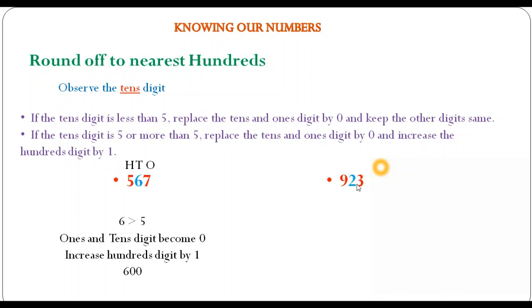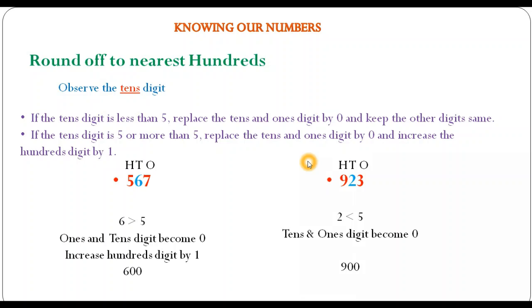Let's take another example, 923. 3 is at the ones place, 2 is at the tens place, and 9 is at the hundreds place. Again, the same thing: observe the digit at the tens place, that's 2. 2 is less than 5. Then we replace the tens and ones digits by 0 when the tens digit is less than 5. So 2 and 3 become 0, and 9 remains as it is. So 923 is close to 900. That means 900 is the rounded number for 923.